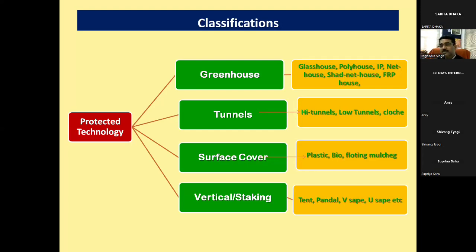Then the surface cover is known as biomulch and plastic mulch, used only to cover the surface, and the soil bed will be covered. And for vertical and stacking farming, we can use different types of stacking methods: tent type, pandal type, U-shape type, V-shape type, a lot of vertical types. Vertical farming is a part of protected cultivation technology. These are the classification of protected cultivation.